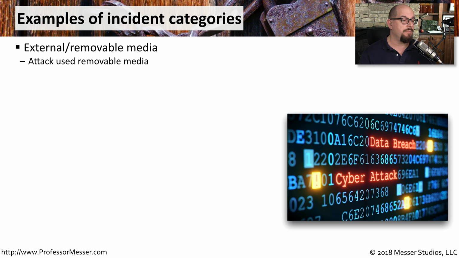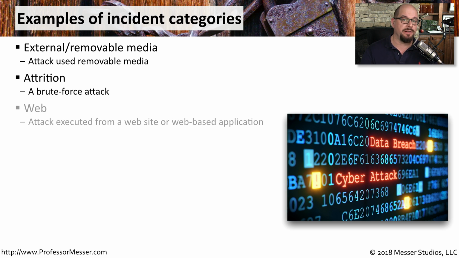One type of category might be one that deals with external or removable media. If somebody installs malware because they plugged in a USB drive, this may fall into the category of removable media. If someone's performing a brute force attack, we might categorize that incident as attrition. If somebody's attacking a web server, then we can categorize this in the web category of attack types.